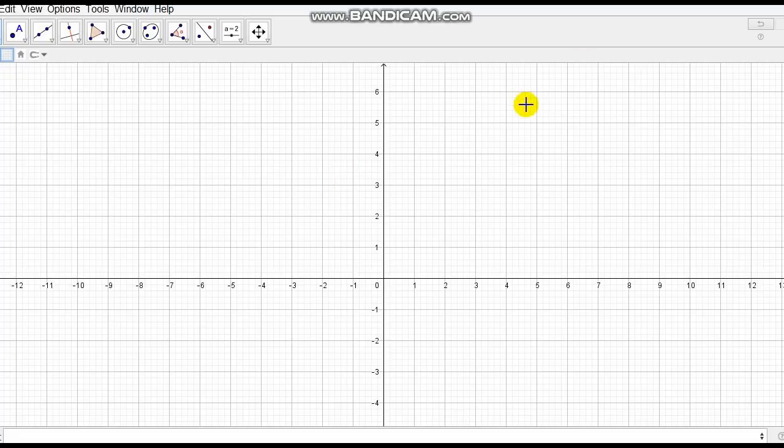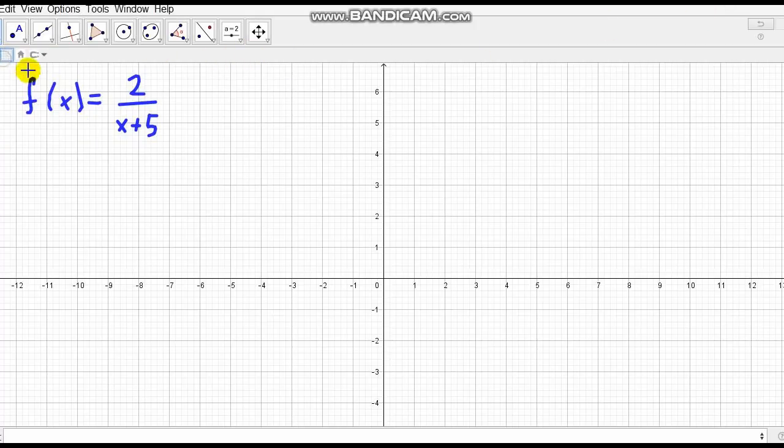Now, it's much easier to determine the domain and range of a rational function if there are no oblique asymptotes. If there are oblique asymptotes, then our way of solving for the domain and range can be a little bit harder. So let's have an example without any oblique asymptotes first. Let's have f of x equal to 2 over x plus 5.